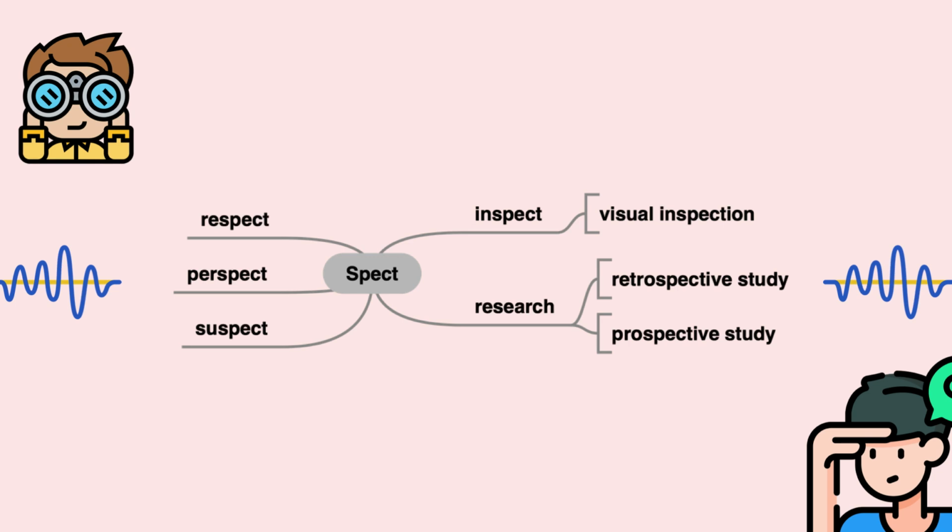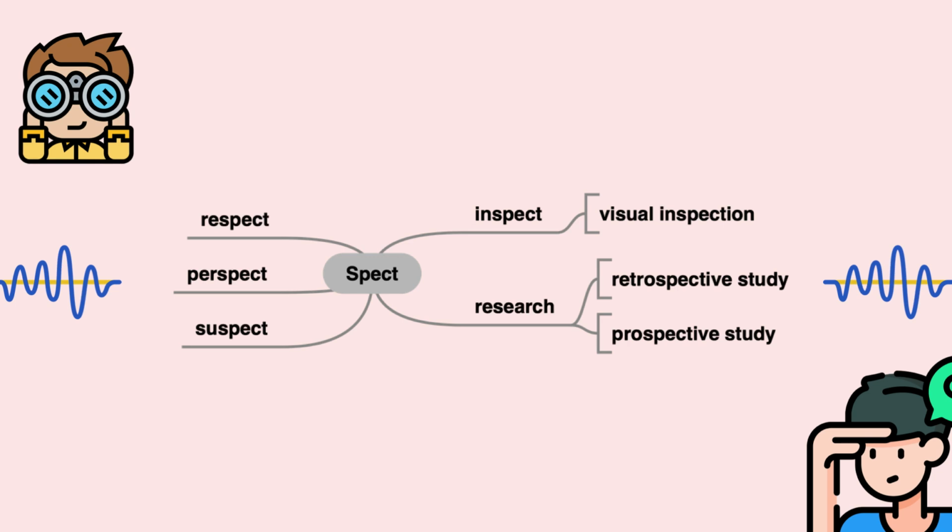In medical terms, visual inspection refers to the act of observing visually. Respect combines re, meaning again, and spect, meaning to look, referring to looking again or regard. Perspective combines per, meaning through, and spect, meaning to look, referring to a point of view. Suspect combines sub, meaning from below, and spect, meaning to look, referring to suspecting or doubt.